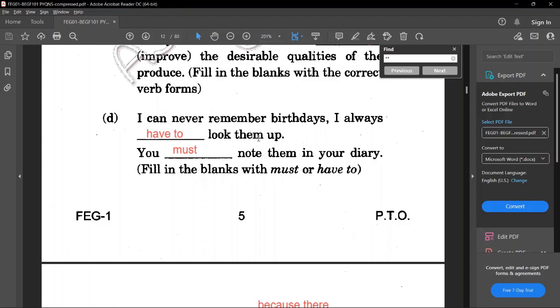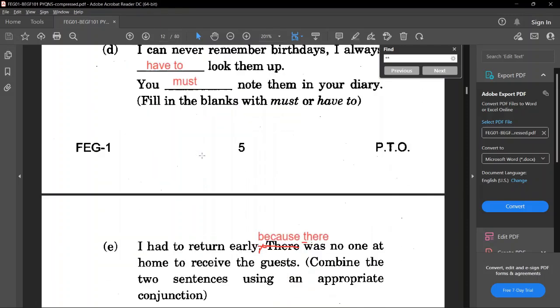Must will come only when there is a condition that has to be obeyed, that is, it's compulsory to be obeyed. In this case, looking birthdays up is not a compulsory thing that you have to do, so it will be have to. And then, you blank note them in your diary. This is a condition that a person has to do. It's a compulsory condition. So instead of have to, it will be must.